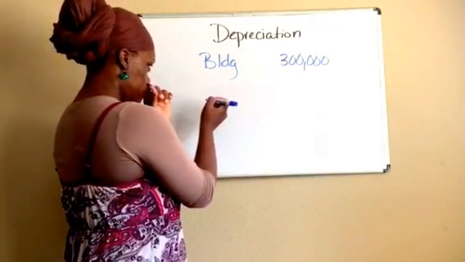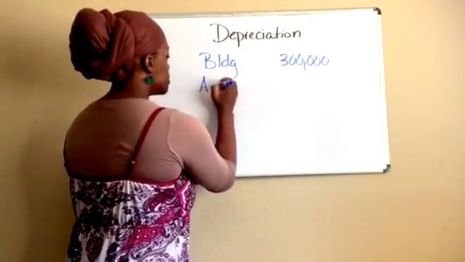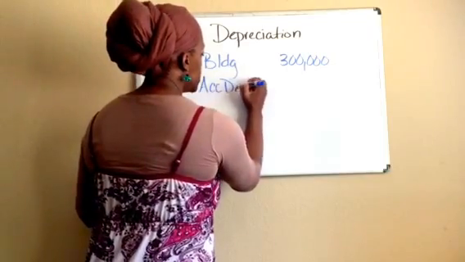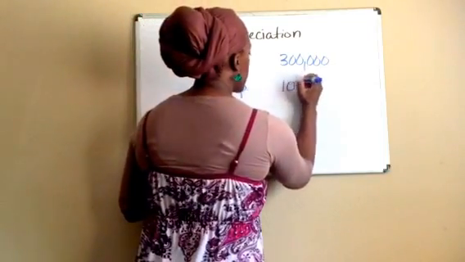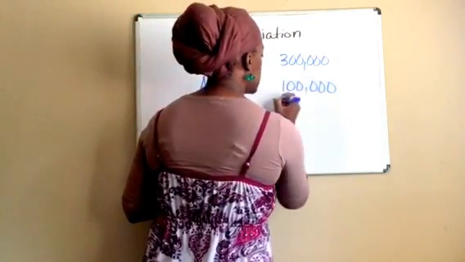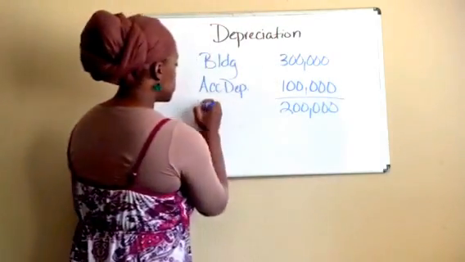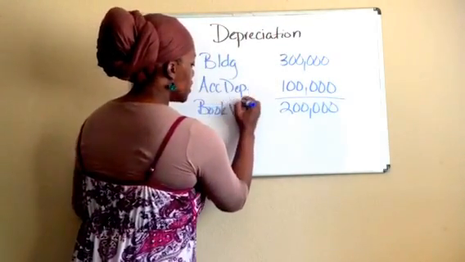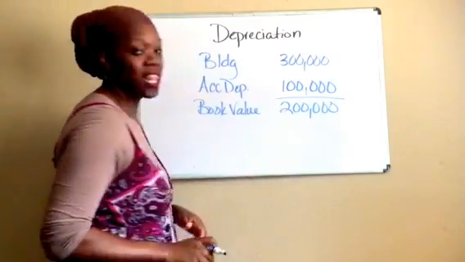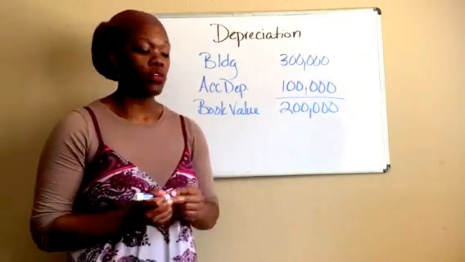So what happens is, and I'll explain to you what accumulated depreciation is in a minute, but over time we're going to have some accumulated depreciation, and then it's going to tell us our book value is going to decline. It's going to slowly decrease over time.